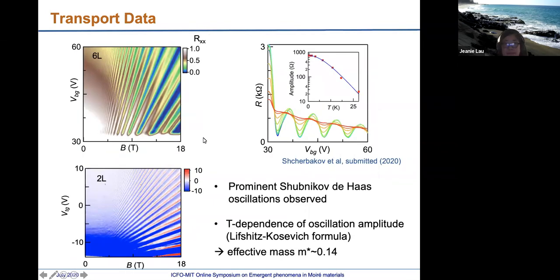All right, so now we can put on the magnetic field and study the fan diagram. For example, here we have a 6-layer device. We see a very nice Landau fan. Here's a 2-layer device, also a very nice Landau fan, with Shubnikov-de Haas oscillations starting at about 3 Tesla. If we take the oscillation amplitude and plot its dependence as a function of temperature, using the Lifshitz-Kosevich formula, we can measure the effective mass, which is about 0.14, and this is consistent with previous work.